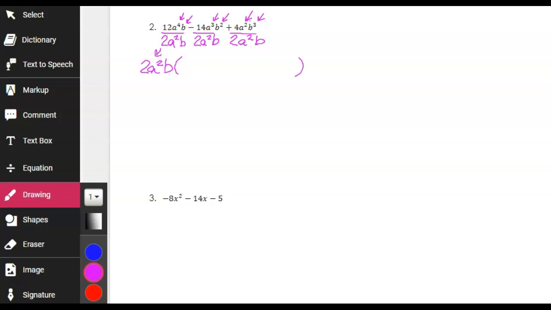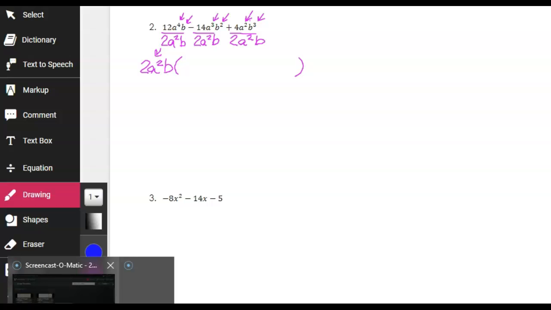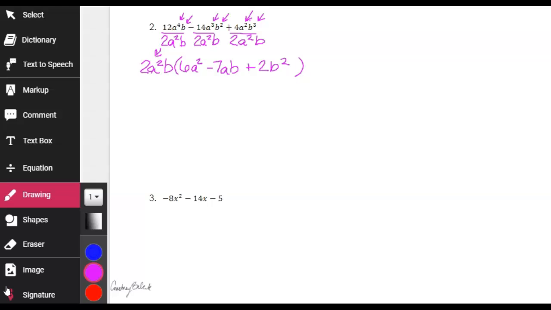Go ahead and write what remains. I'll pause my video, you pause yours. So check to make sure that you have all of your variables right, your coefficients right, your exponents right. We have a 3-term polynomial. We want it to be a 4-term polynomial.